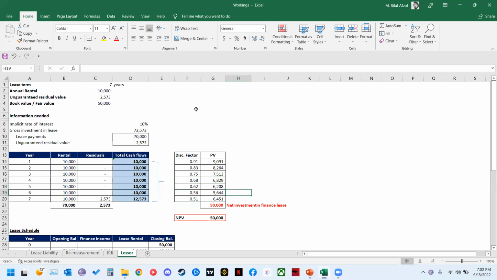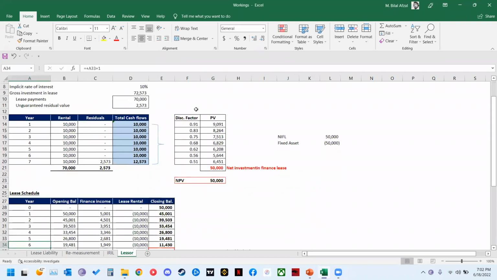In this case, it would be 50,000, because we are assuming that the book value and fair value are the same amount. So we will take the discount factor for each year, multiply it with the expected amount of the rental, and add all these amounts, and it's 50,000. And we have a shortcut for that as well. We will simply take the net present value formula. We'll take 10% and, yes, 50,000. So what the lessor is doing here is debiting net investment in finance lease and crediting the underlying fixed asset at this amount.